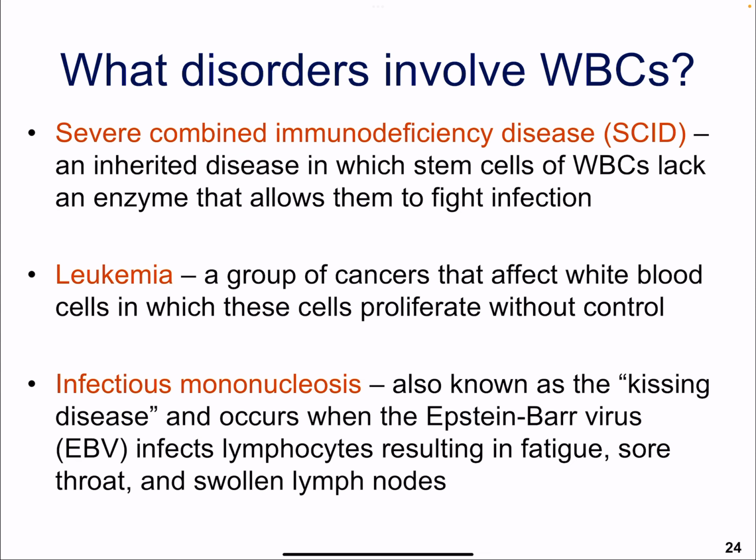Now, what are some diseases associated with white blood cells? Well, one is, for instance, the severe combined immunodeficiency disease, or SCID. This disease is an inherited disease where there is a lack of some enzymes in the white blood cells, and that lack of enzyme is basically going to cause you to not fight off infections very well.